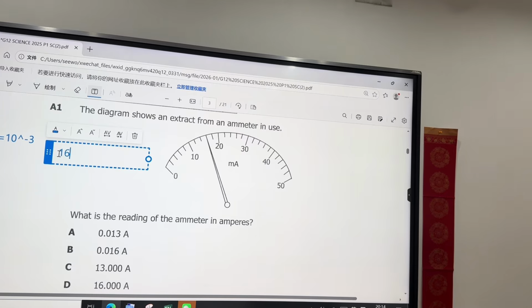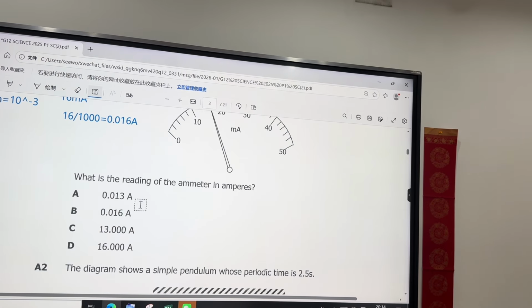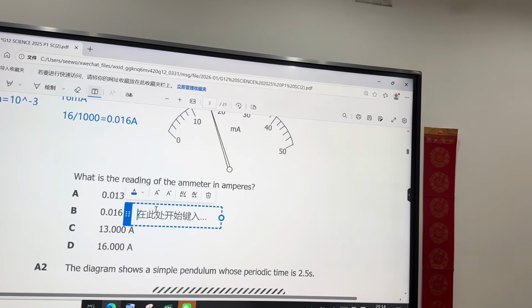So we say 16 divided by 1000, and we get 0.016. So we've removed the milli and now we have the amps. Remember, this instrument was in milliamps, but we want the reading to be in amps. This corresponds to answer choice B. So the correct answer here was B. Okay, so we move on.